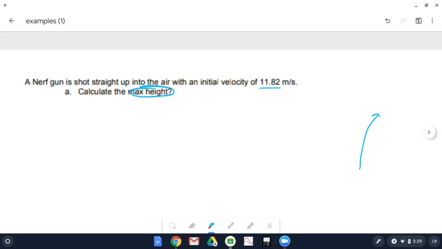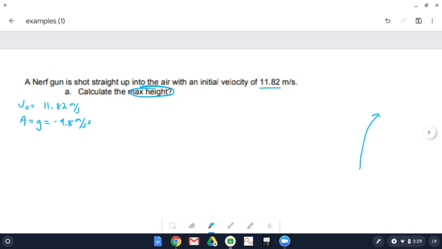Okay. So we have our initial velocity, v naught. That's equal to 11.82 meters per second. We always know our acceleration because this is in fact a vertical problem here. So our acceleration is equal to the acceleration of gravity, which is negative 9.8 meters per second squared.